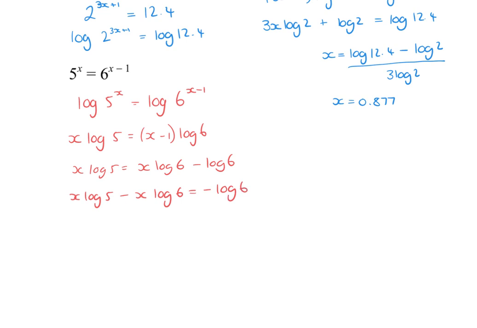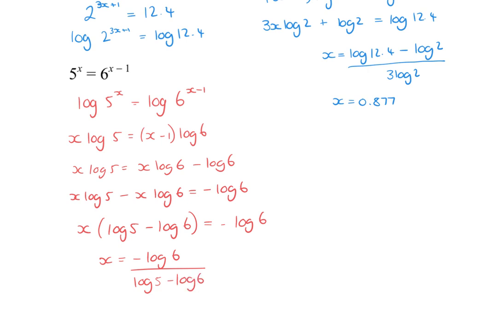Now what I need to do is to get my x term out. So I'm going to factorise my x. So this is going to give me x (log 5 minus log 6) is equal to minus log 6. And then finally, I can divide by that bracket to leave my x term on its own. And this is what I'm going to type into my calculator. And this will give me 9.83.